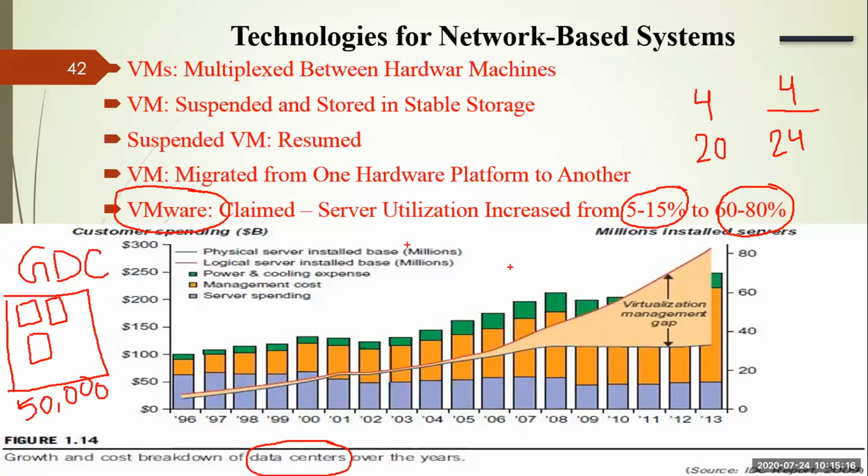So if you compare these three parameters, you can see maximum cost is incurred in the management cost, right? Managing the data center is the peak one in comparison to these three parameters. Similarly, the bottom line indicates your physical server and this line indicates your logical server. As you can see, logical server is drastically increasing from 2007 to 2013.